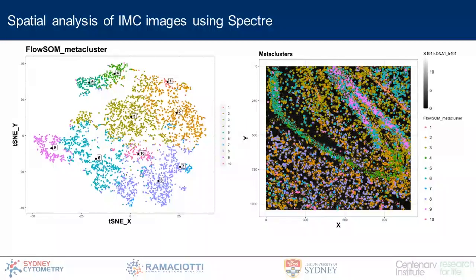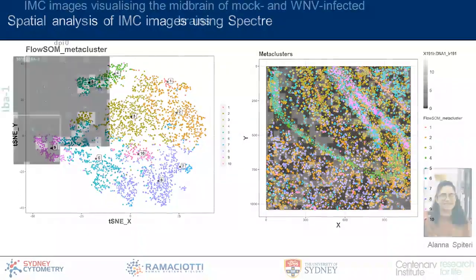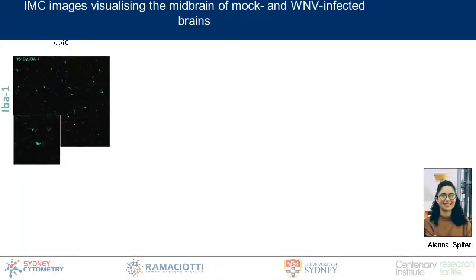So what we can start to do here is ask questions about how the presence of virus in the neighborhood that these cells find themselves in dictates the behavior and the phenotype of these cells, which gives us the ability to start asking these questions at a spatial level.